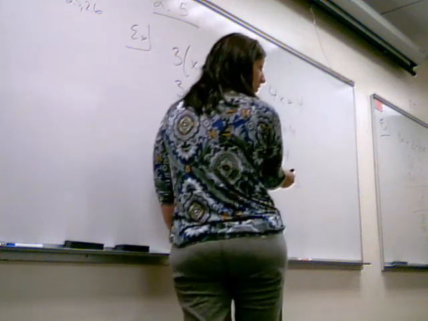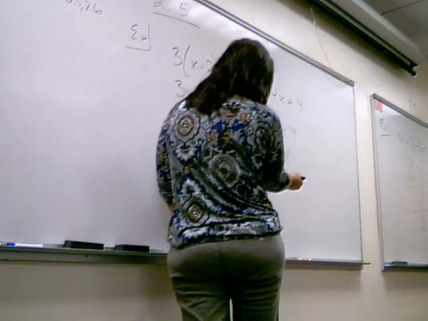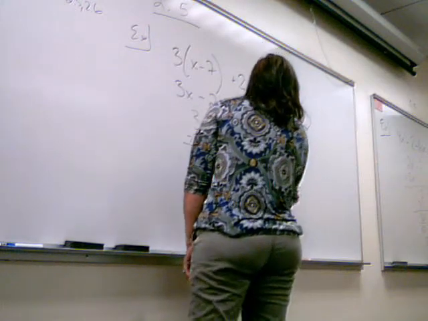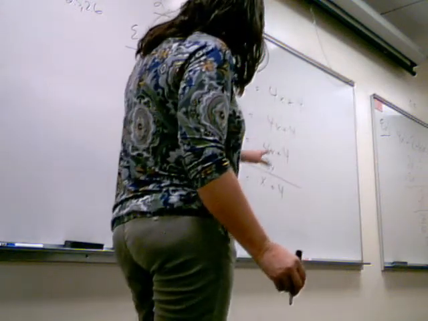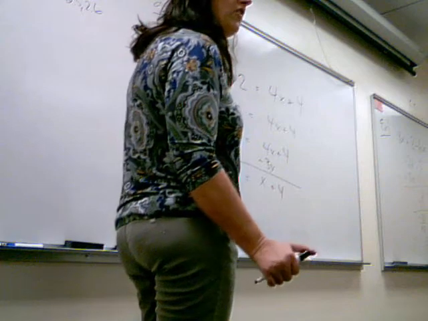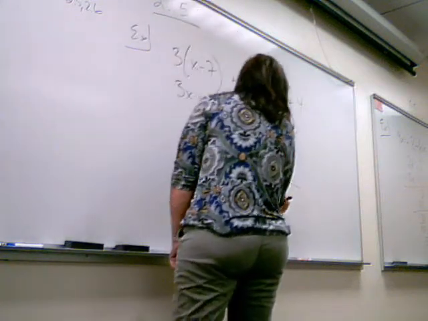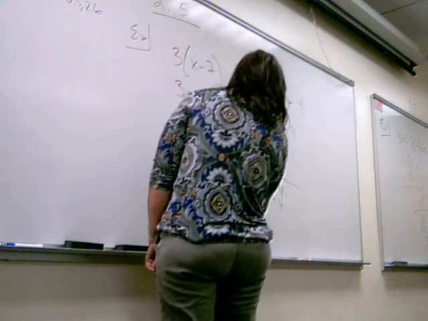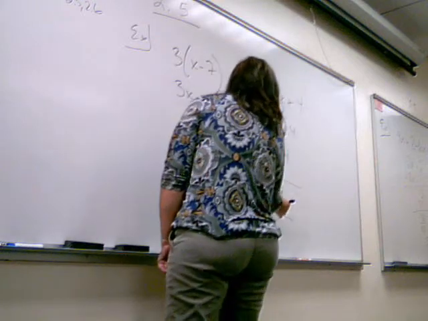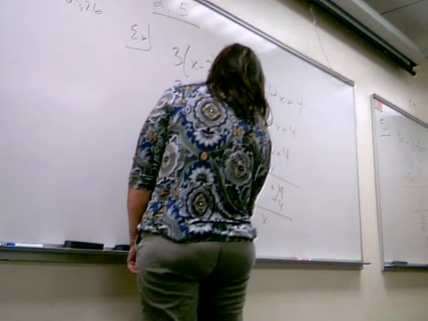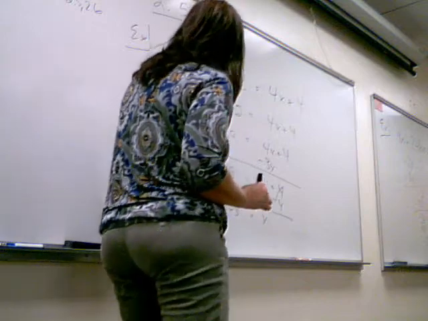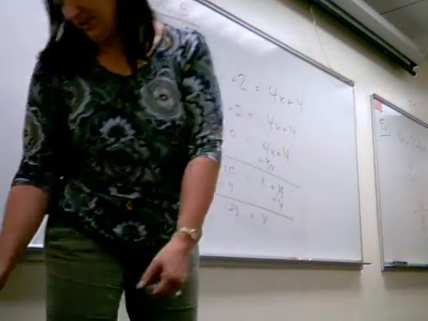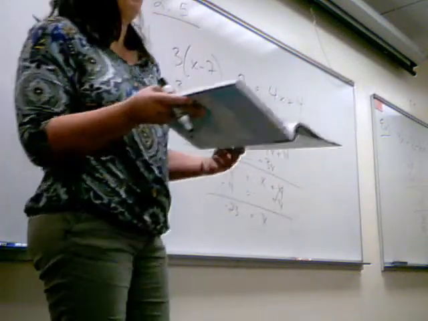Now that's going to leave me with 1x or just x, right? You can write the 1 in there if you want. And then I just need to get rid of the 4, so I'm going to subtract that off from both sides. So my answer is going to be what? Negative 23. Okay? So, not too bad. Any questions on those?